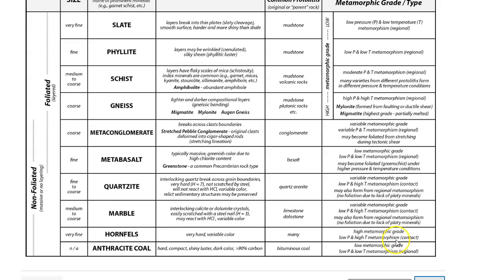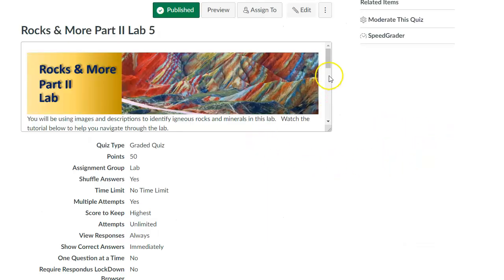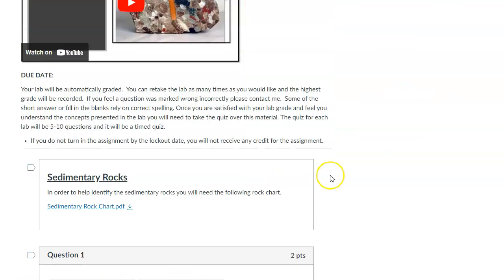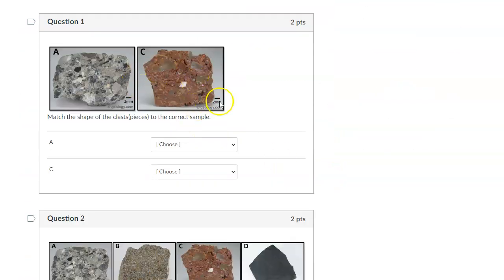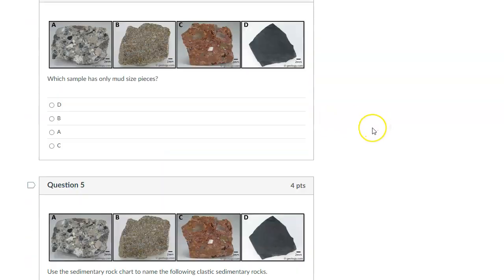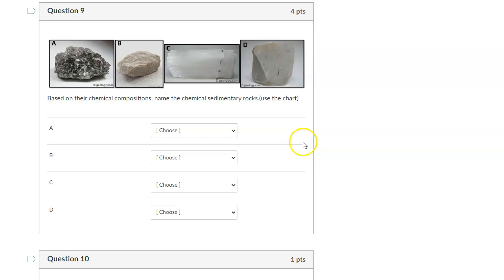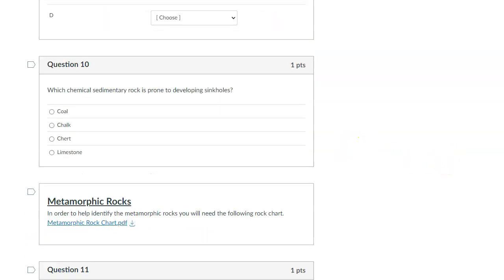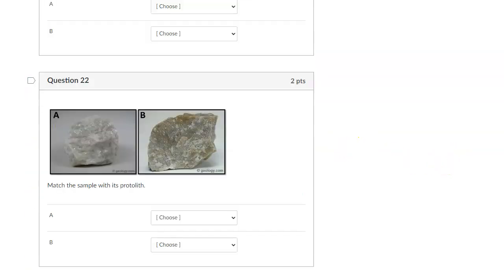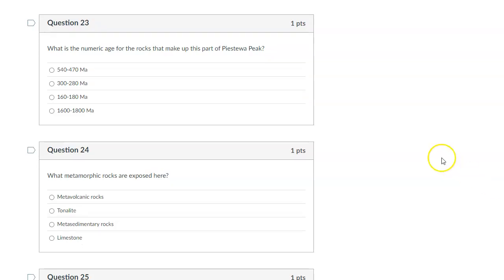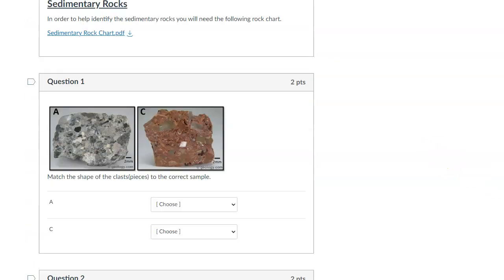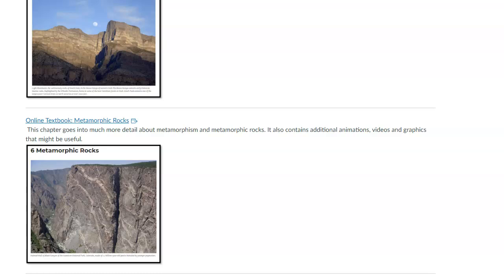And then, as you get into the lab itself, there is a little tutorial there that walks you through, just like the other one. In this case, instead of minerals, we're going to look at two different rock types. So there are images of sed rocks, images of metamorphic rocks, and then some additional questions about rocks and maps and things like that. So that's what you're going to do this week.